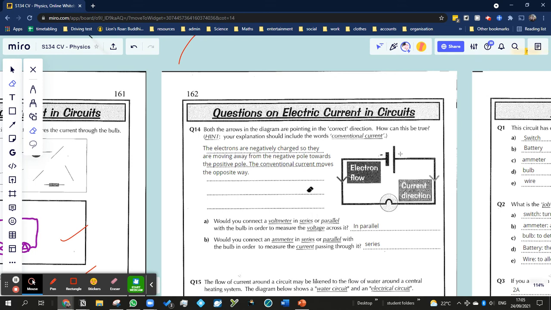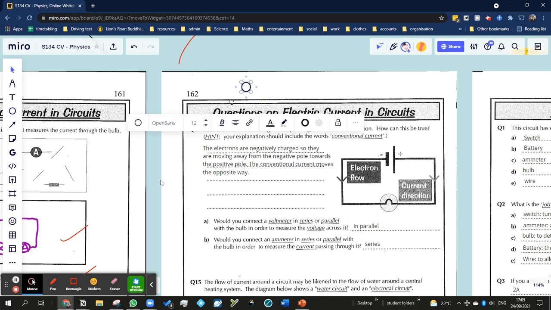So, conventional current versus electron flow. Basically the electrons are flowing that way around, but the current is flowing that way around. So it's asking, how can that be true? Well, essentially, it's because electrons are negative, which you've said in your answer here. But let's try to understand it at a deeper level.